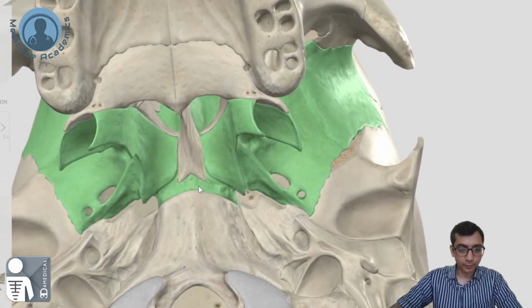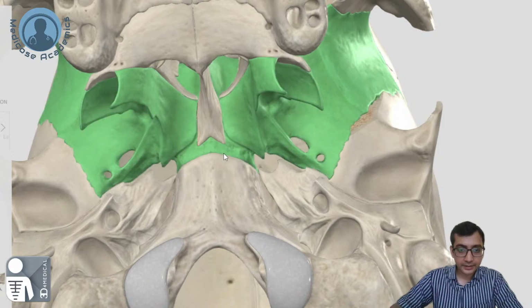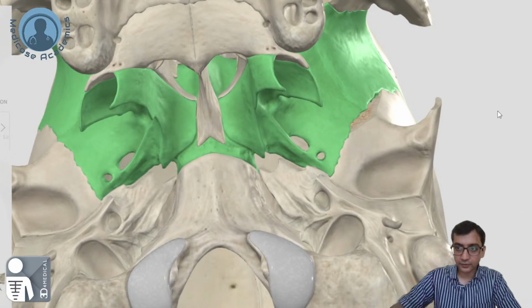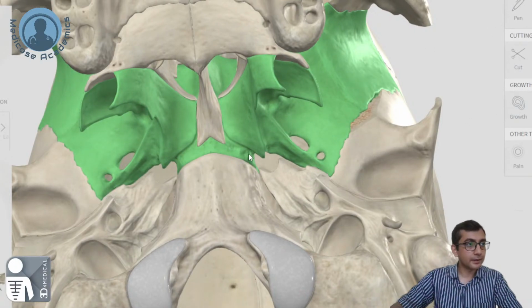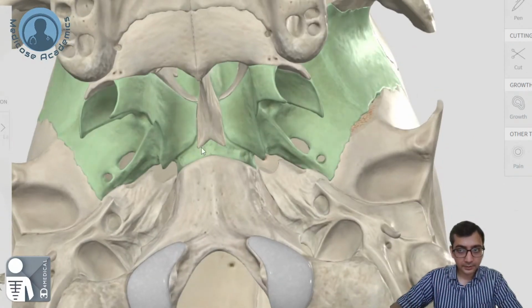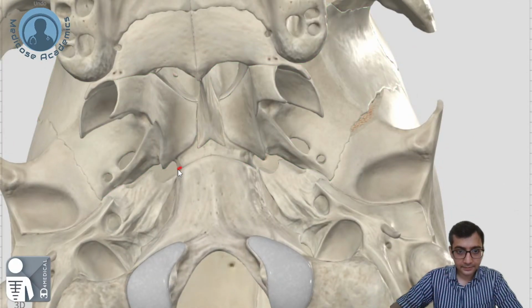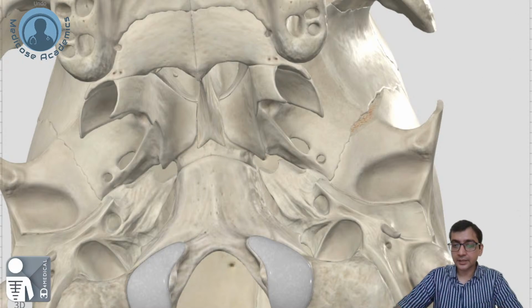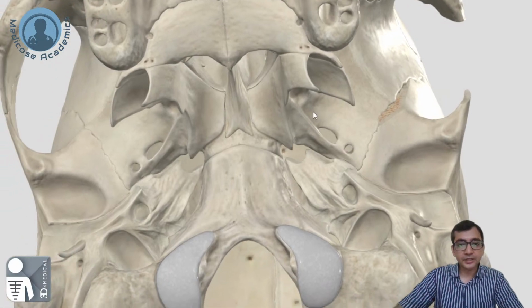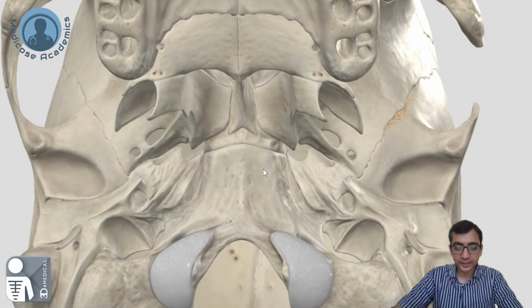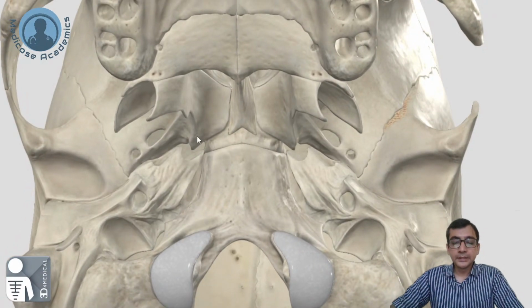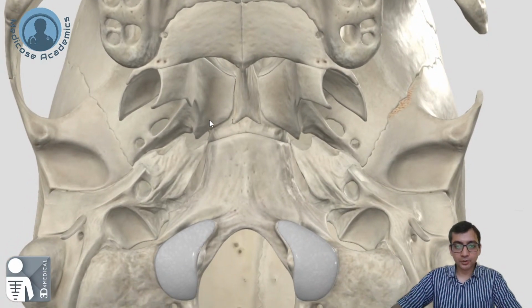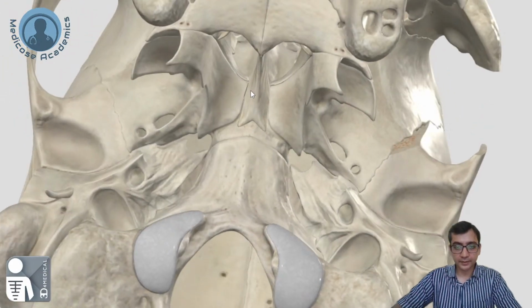And you see a part of the body of the sphenoid here, right where the mouse is. So this is part of the body of the sphenoid. The suture is shown between it and the base of the occipital bone, but in practice it's usually very vague and not seen. So that is about the sphenoid bone on the inferior aspect.